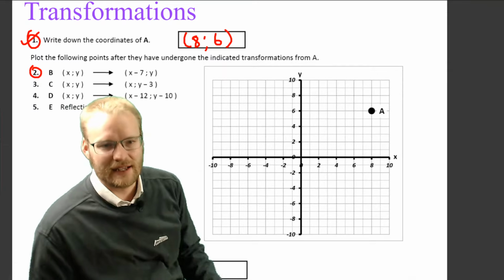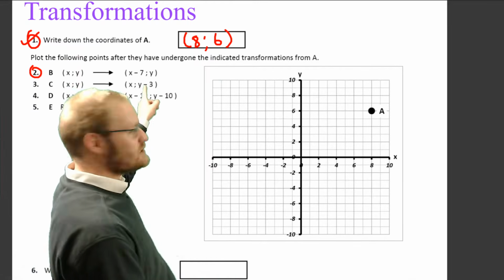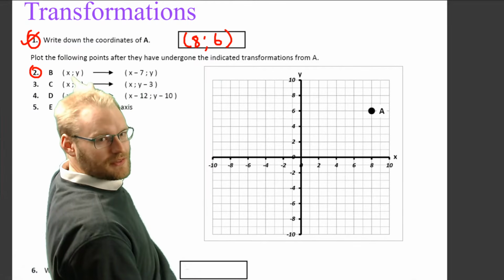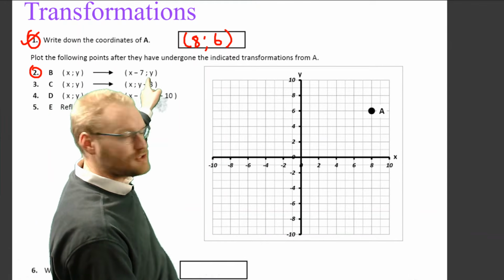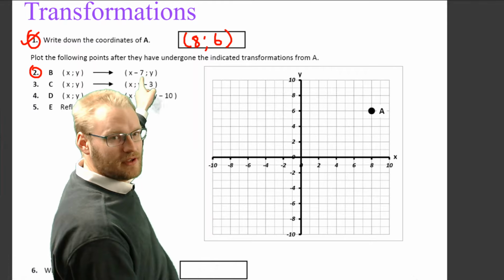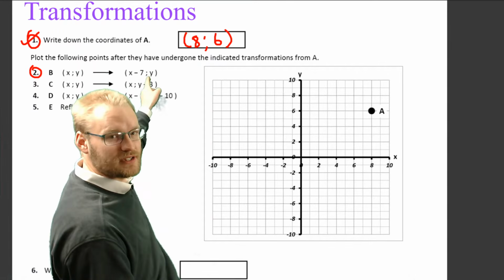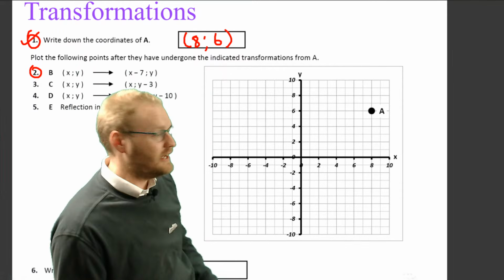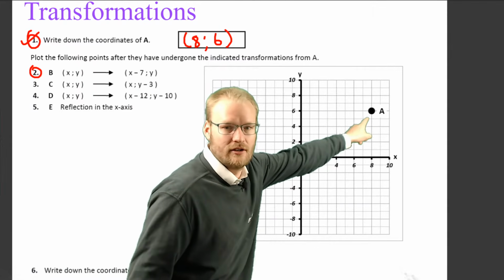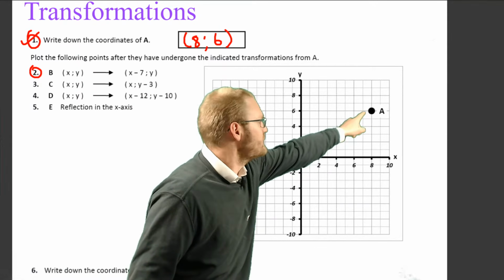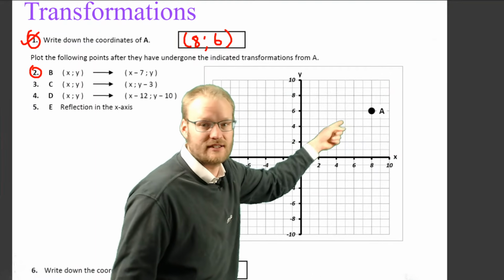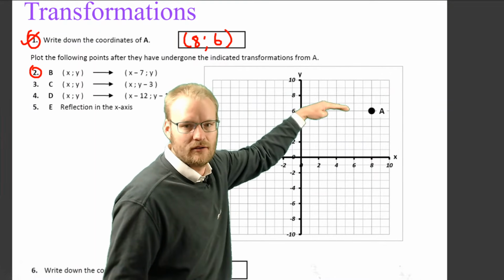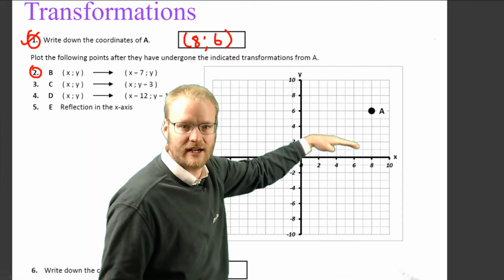So what it's telling us is that whenever we saw an x, we're going to go x minus 7, so we're going to subtract 7. And whenever we saw a y, it's just going to stay y. So for our point A all the way down here, we're going to move left by 7 because we're subtracting 7. And as for the y, the y just said y, so we're not moving it up or down.